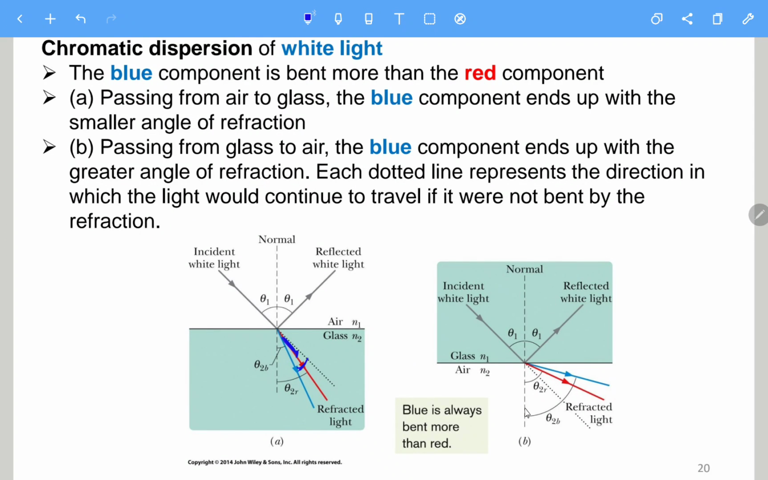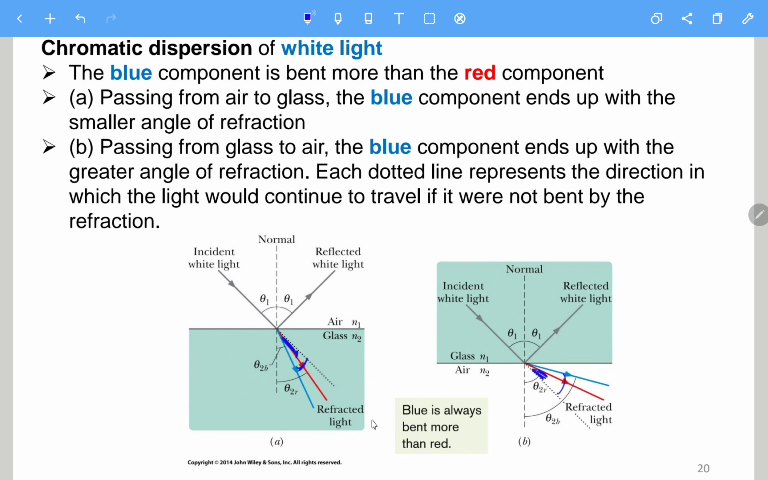This is the other case, if the incident light is from the glass to the air. This is how the red light bends, and this is how the blue light bends. So you can also see that the blue light bends more than the red component.